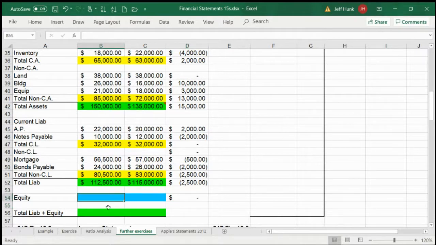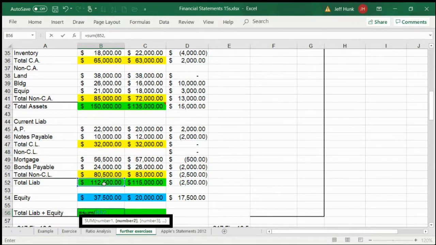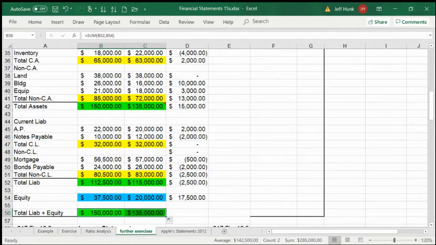Now, how do we find equity? Well, we know already. It's the difference between total assets and total liabilities, right? So we get that, right? And then total liabilities and equity, just the sum of these two numbers, right? And drag it to the right. There you go. What about this? You can just drag it down.